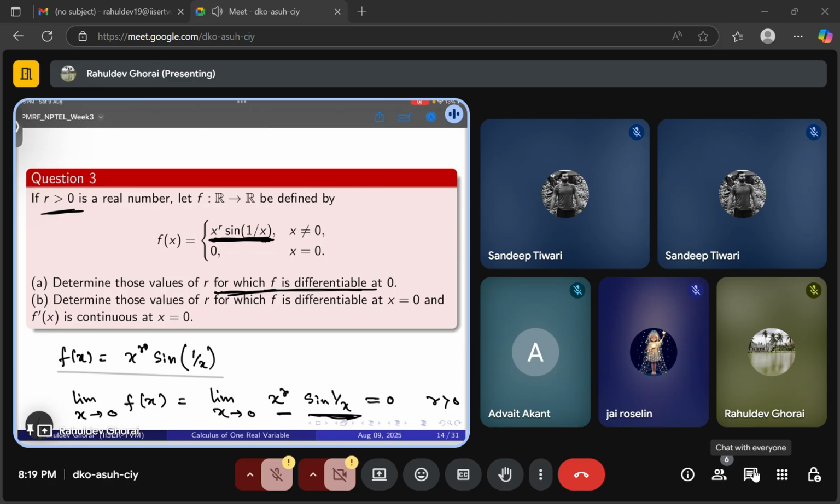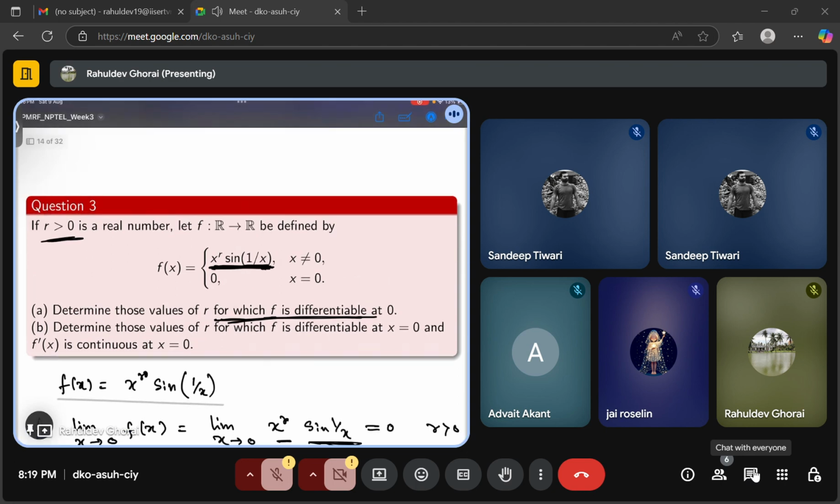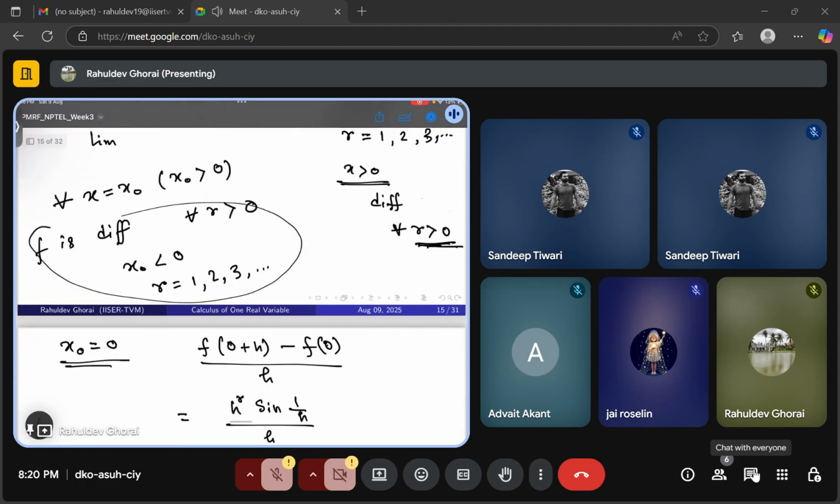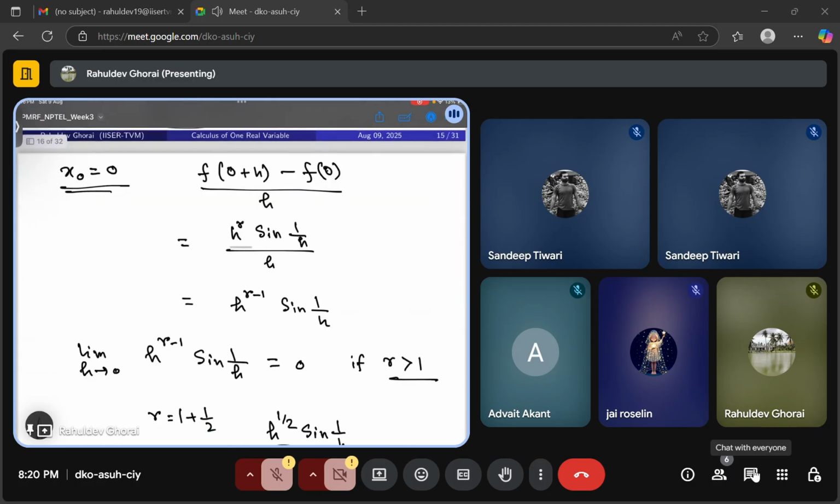Otherwise, you have to restrict the function f from R plus to R. Then things will be much nicer. R can be any real number greater than 1, right? If you want to keep this as the function, then even at x equal to 0 the function will not be defined. So take f from R plus to R and do all the business here. So this part we don't need now, and x not equal to 0.